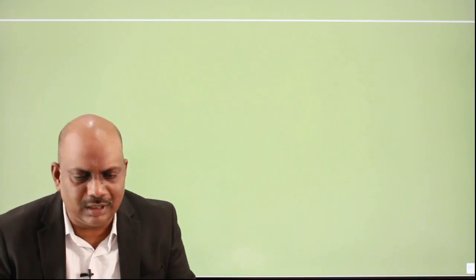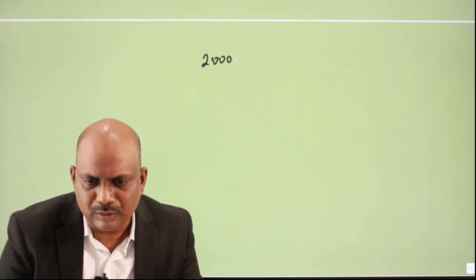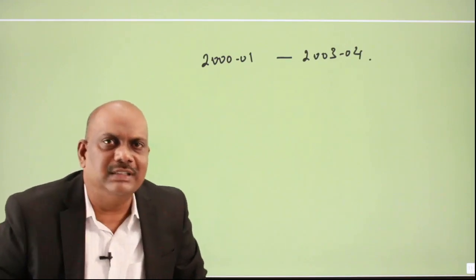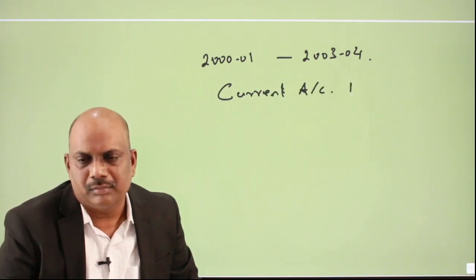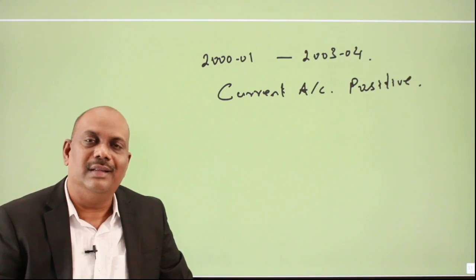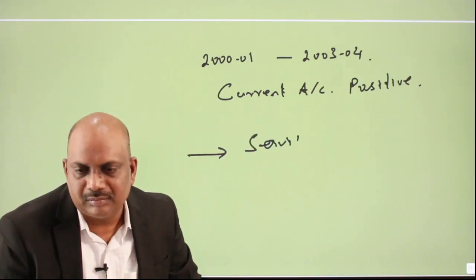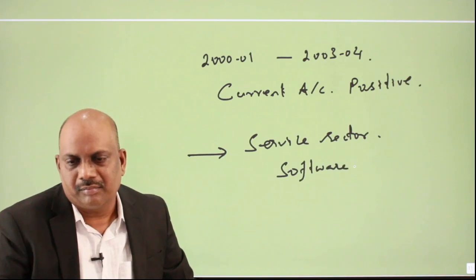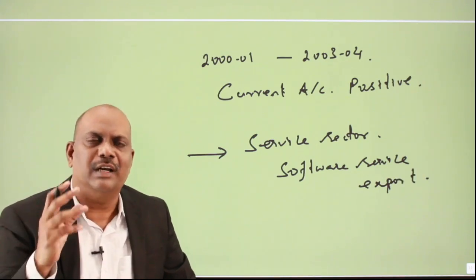By the year 2003, between 2001 and 2003-04, once again, for the second time, the current account became positive. And this time it was not because of any foreign remittances. This was because of the performance of our service sector, most importantly our software services. For 3 consecutive years, the current account remained positive.